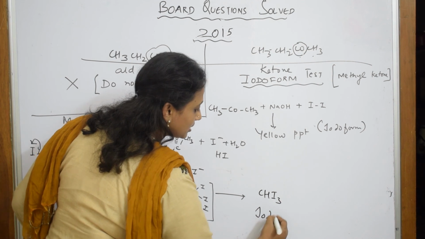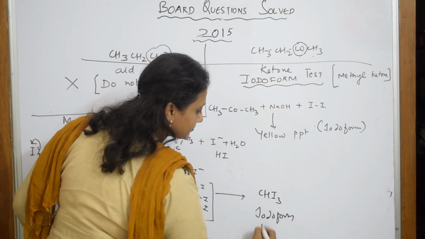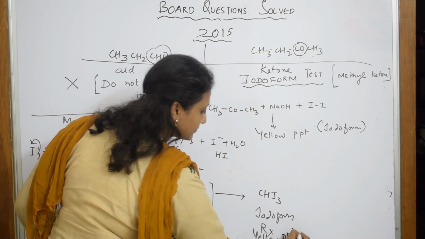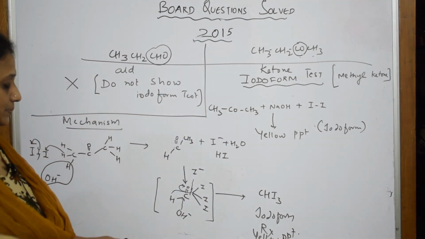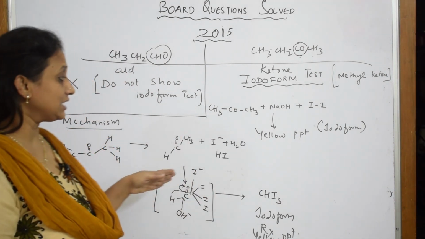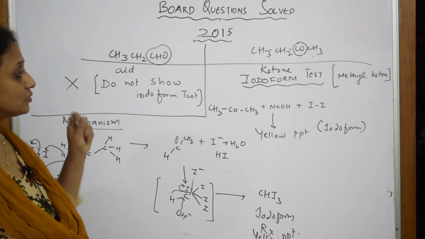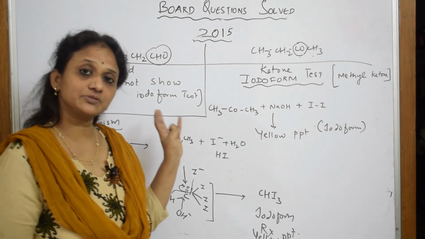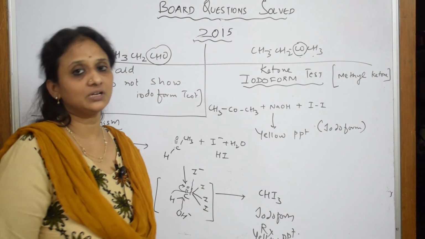This is your iodoform reaction. This yellow precipitate is formed because of this iodoform reaction. We can clearly say that methyl ketones only show the iodoform reaction, and aldehydes, because of the absence of a methyl group, are not going to show the iodoform reaction.